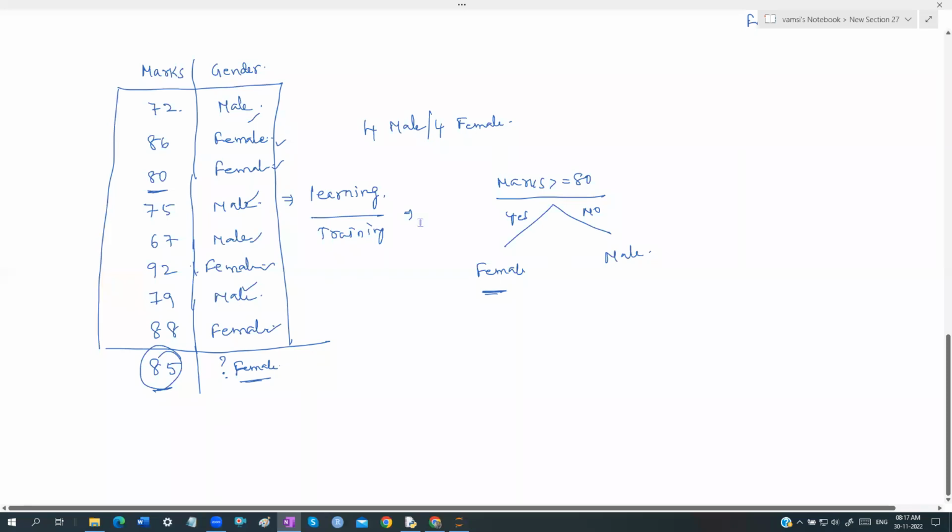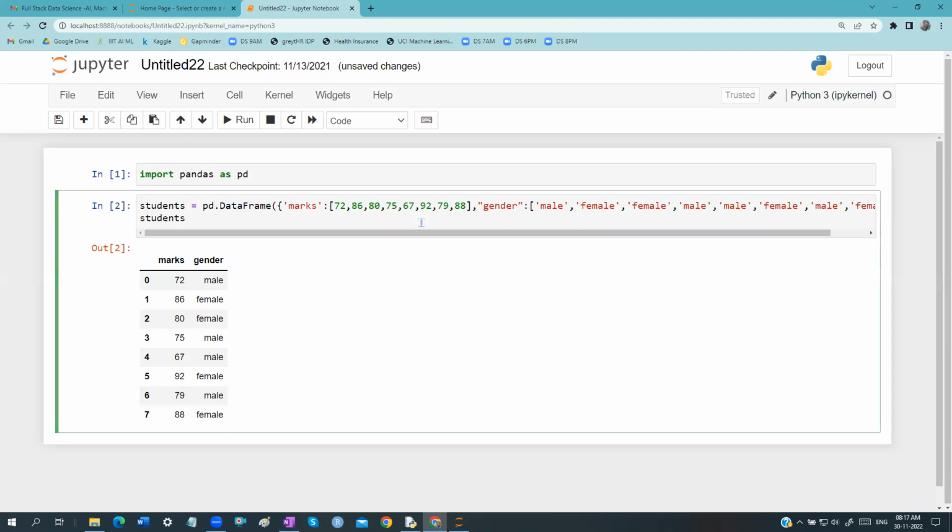Now I want to give this data to the machine for training, guys. Input is marks, output is gender, right? So you have to give the input as marks. I have to tell that. The user will give the input as marks. You have to study the gender actually.